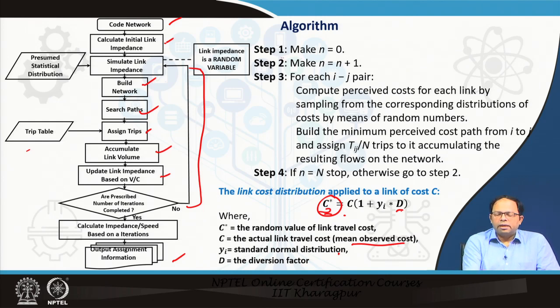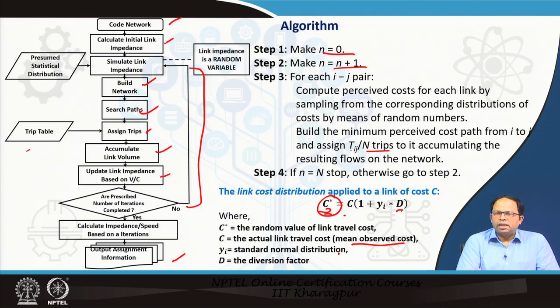So, let us look at the algorithm. First, n is set to 0, then we update n to n plus 1. Here n is the number of iterations that we will do, or you can say this is how we break the entire population. Then, for each ij pair, compute the perceived cost for each link by sampling from the corresponding distributions of cost by means of random numbers, and then build the minimum perceived cost path from i to j and assign Tij divided by n trips.